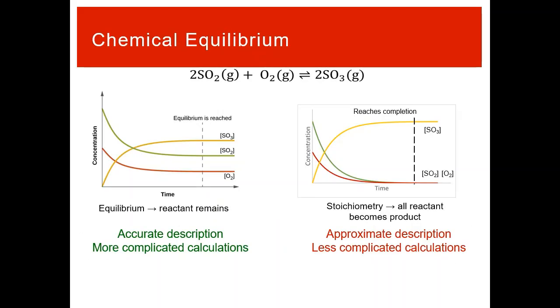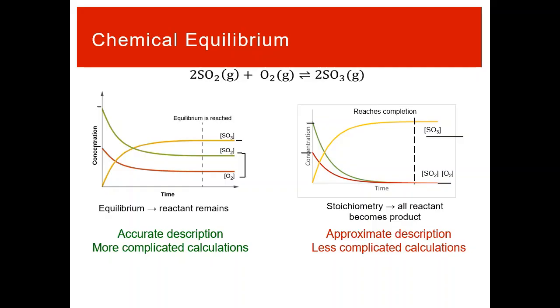And so this equilibrium-based description is more accurate, but it involves more complicated calculations. We'll get into that and spend a decent amount of time on it. You start with some amount of your reactants, and then you make at equilibrium some amount of product, but there are still some reactants present. So this is a more complete description. You can figure out how much product you make and how many reactants are left. It's more accurate, but more complicated.